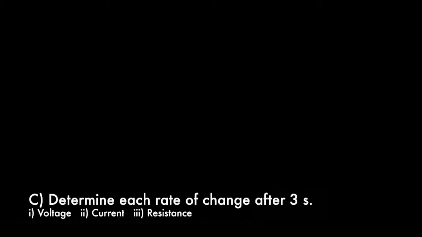Now that we are given all the information we need in the question, we need to write an equation for V in terms of T, determine V prime of T and interpret its meaning for this situation, and finally determine each rate of change after 3 seconds, so for the voltage, current, and resistance.